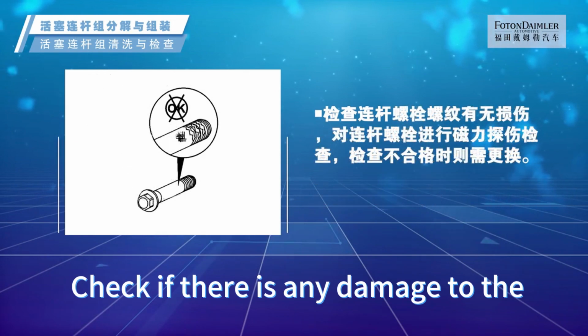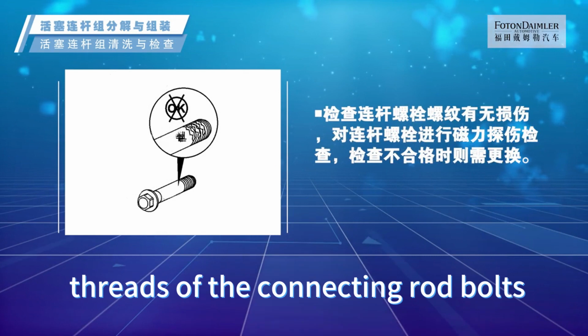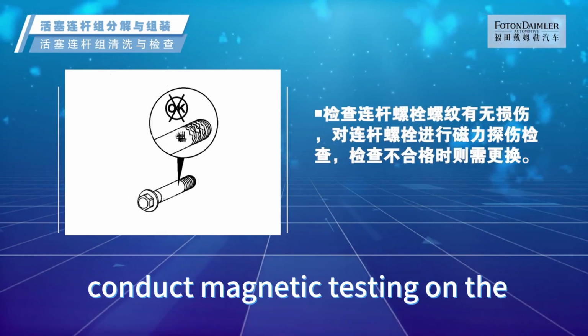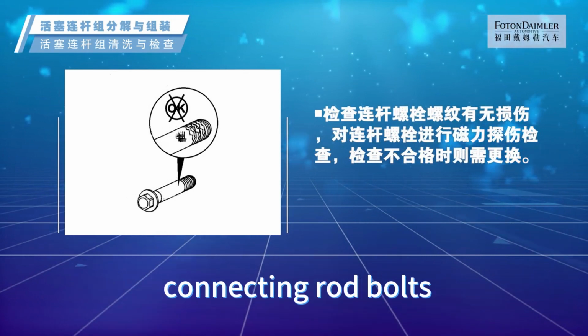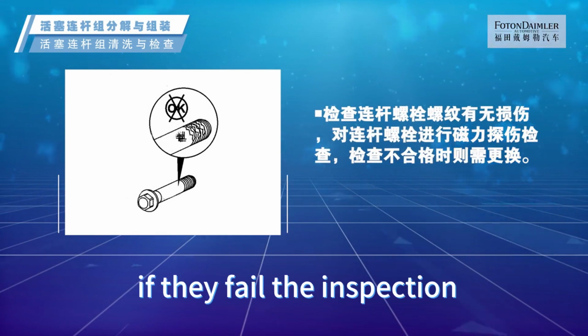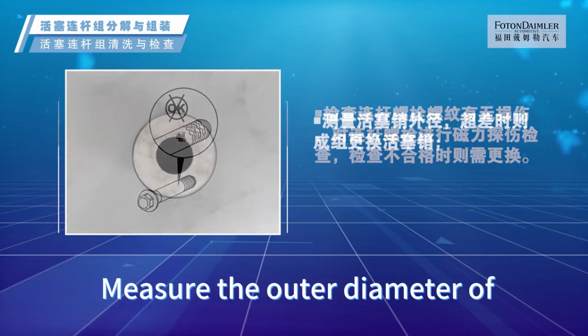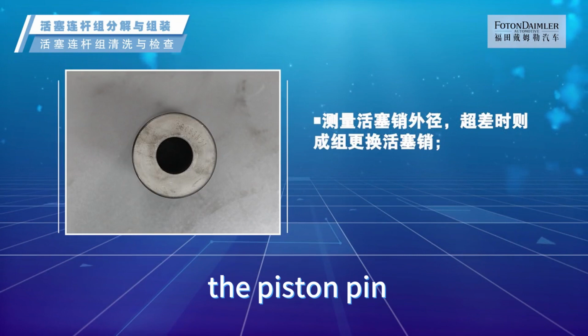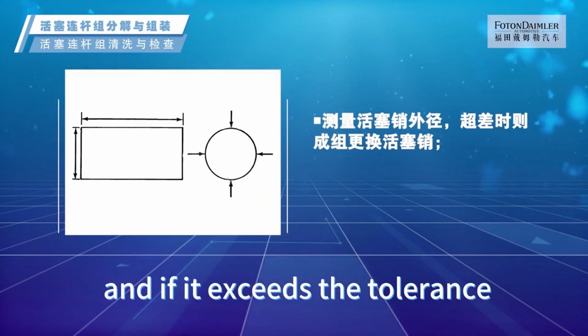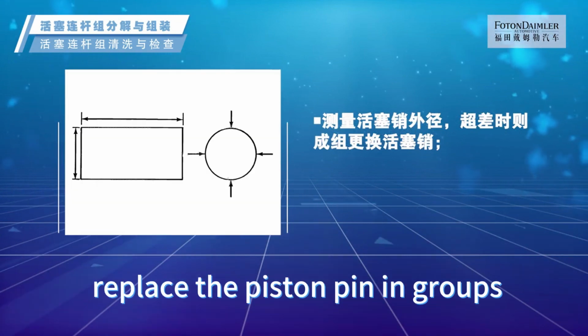Check if there is any damage to the threads of the connecting rod bolts. Conduct magnetic testing on the connecting rod bolts and replace them if they fail the inspection. Measure the outer diameter of the piston pin, and if it exceeds the tolerance, replace the piston pin in groups.